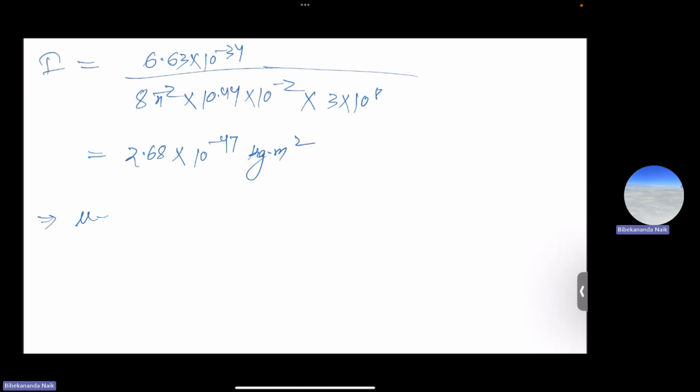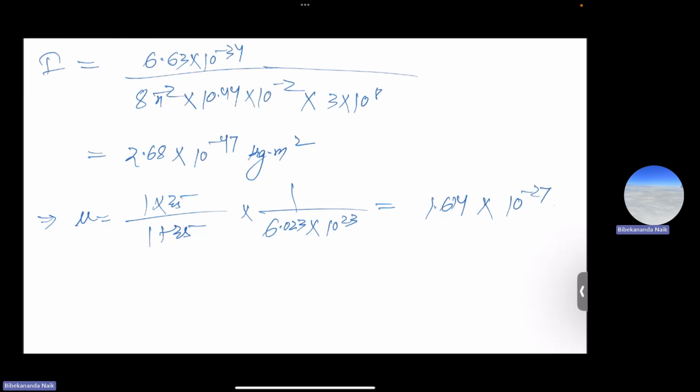And again, mu. The molecule is HCl. We have already calculated the reduced mass. It will be 1 into 35 divided by 1 plus 35, into 1 by 6.023 into 10 to the power 23, which is 1.614 into 10 to the power minus 27 kg. So the value of mu is given.